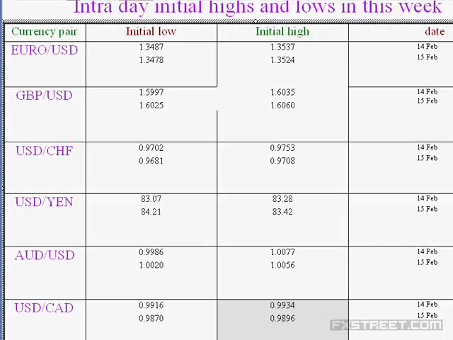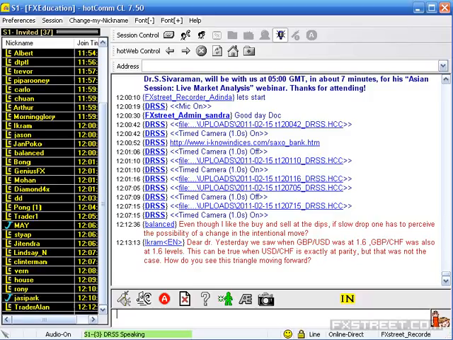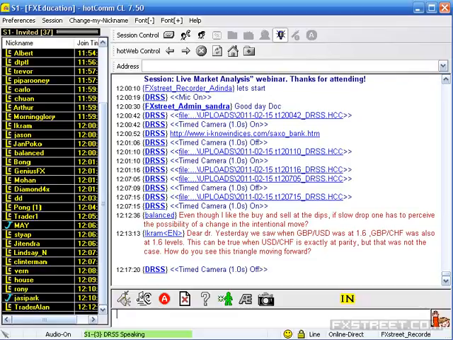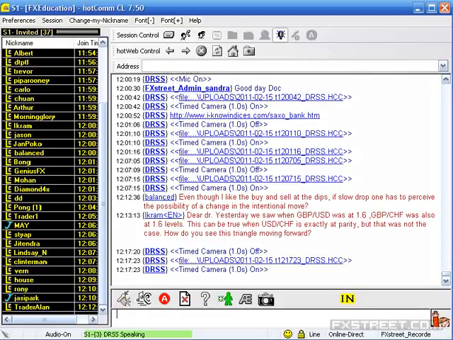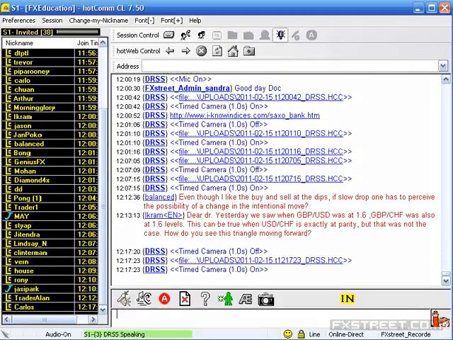So let me minimize the PowerPoint presentation and take up the questions which are asked. I'll focus the camera over the live market code page for us to track the market during our discussion. Balanced has got a question.